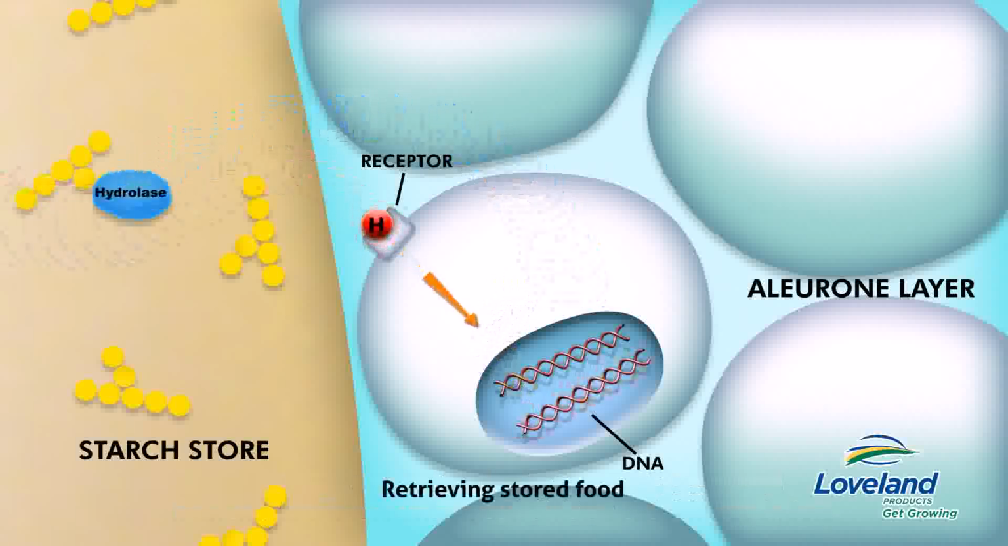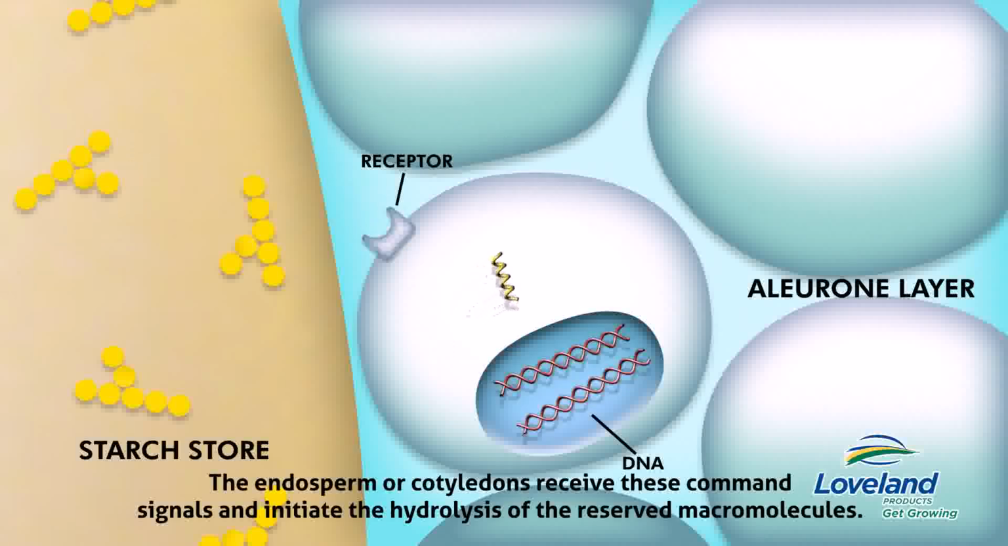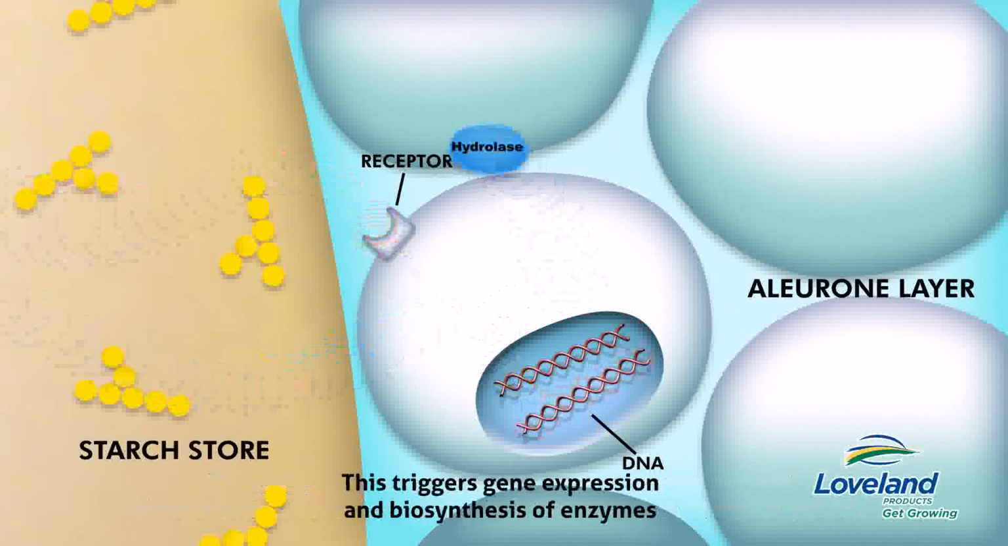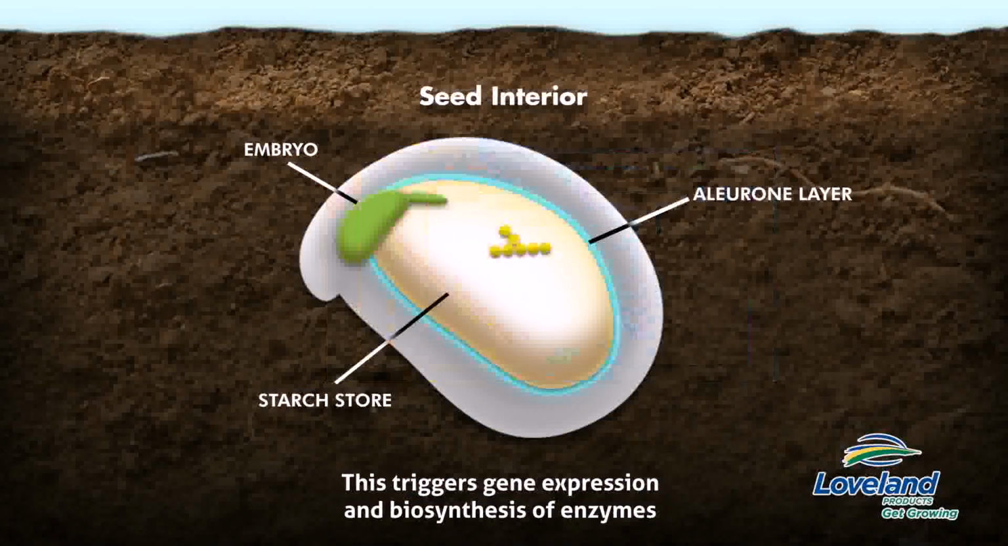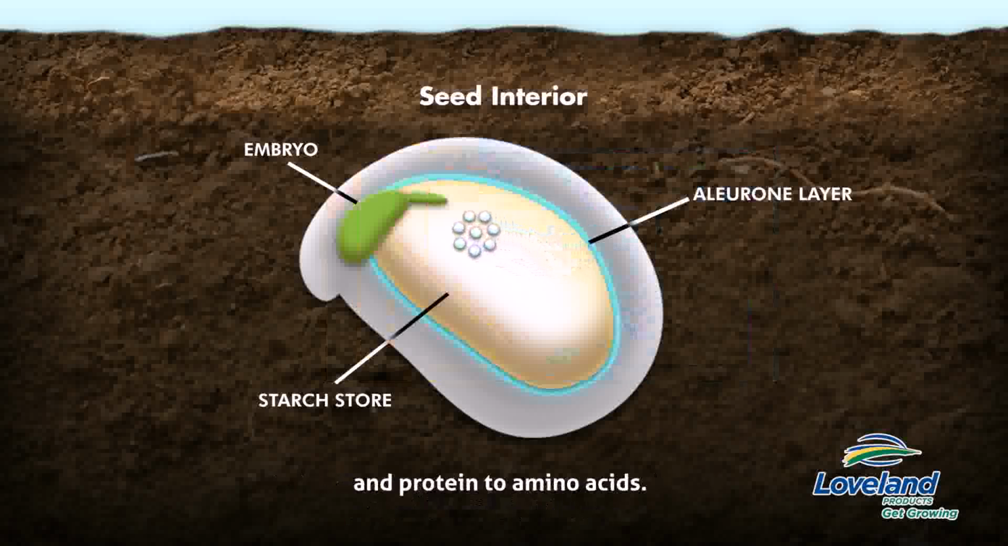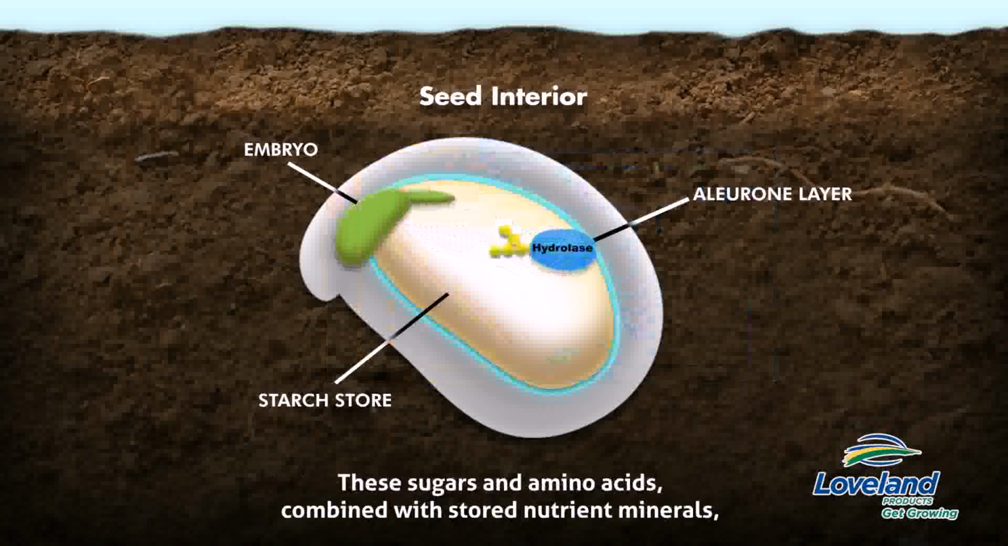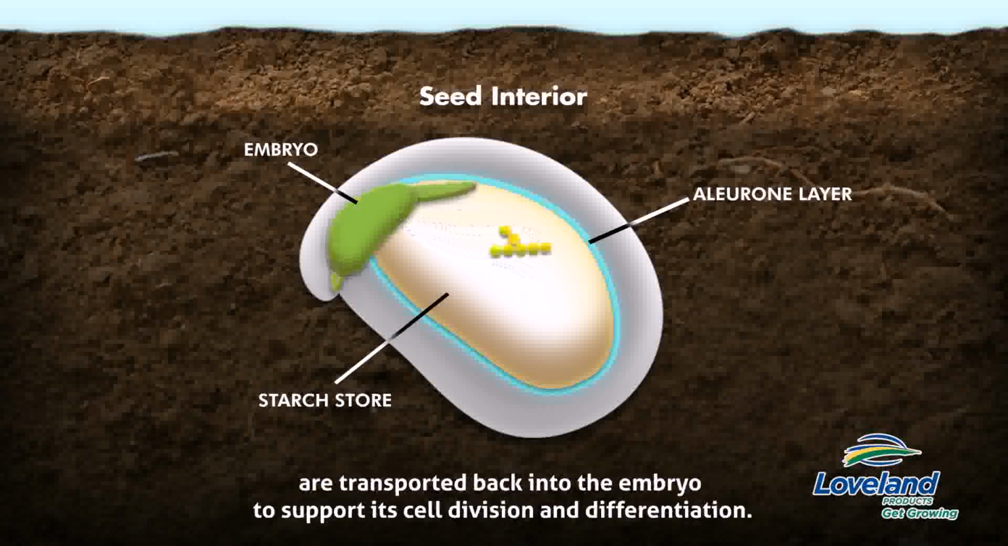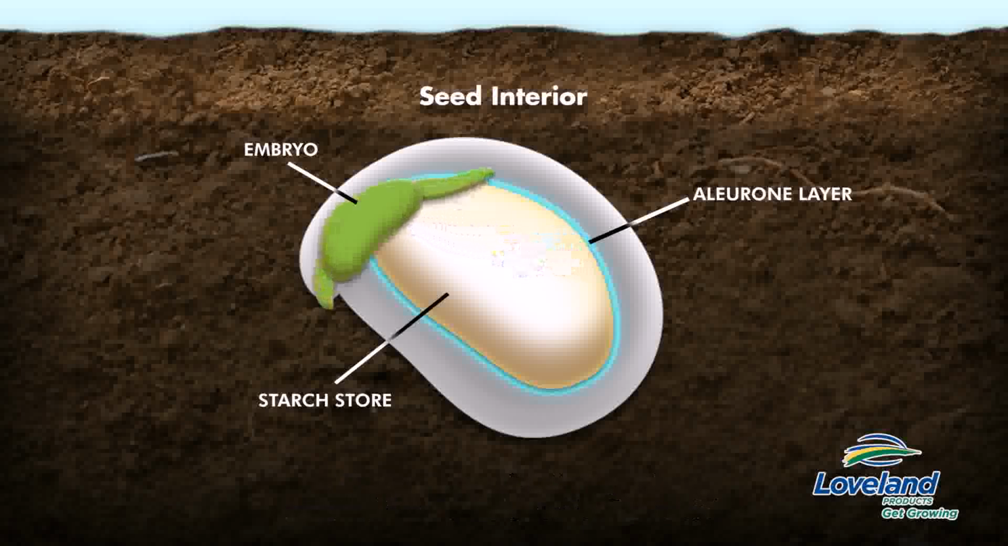Retrieving stored food. The endosperm or cotyledons receive these command signals and initiate the hydrolysis of the reserved macromolecules. This triggers gene expression and biosynthesis of enzymes to hydrolyze and break down stored starch into glucose and fructose and proteins to amino acids. These sugars and amino acids, combined with stored nutrient minerals, are transported back into the embryo to support its cell division and differentiation.